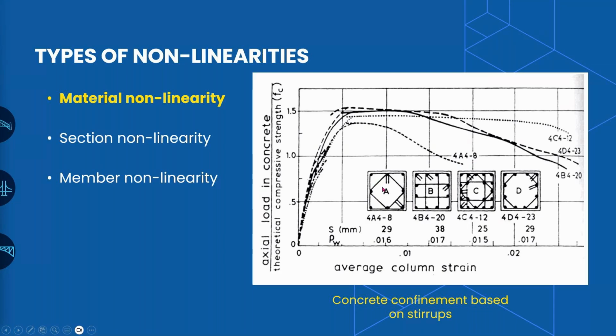The size of section A and section C is the same, but because of the confining reinforcement given in this particular section, the average column strain which is generated and the strength which is generated for this section is very high. So we shall know the importance of the ductile detailing that we do in case of a column reinforcement.